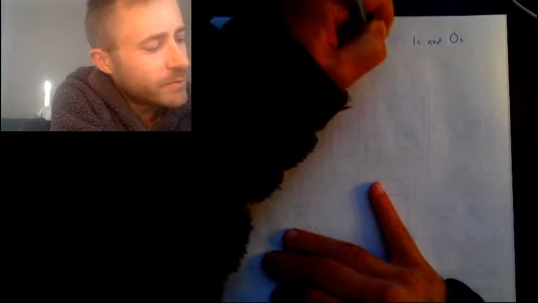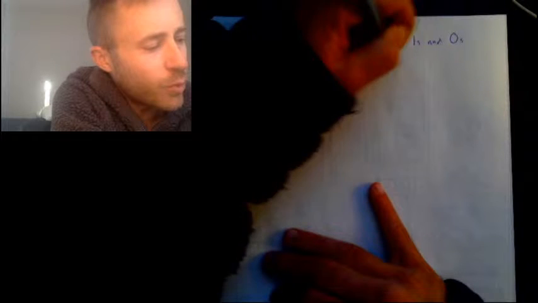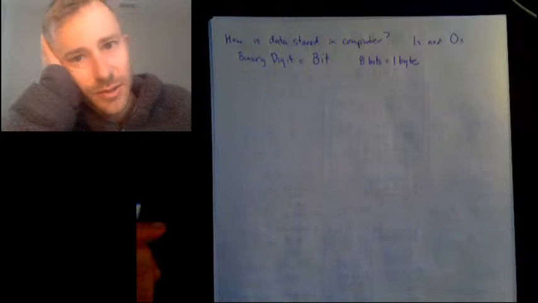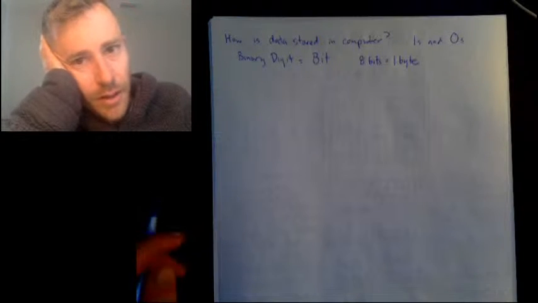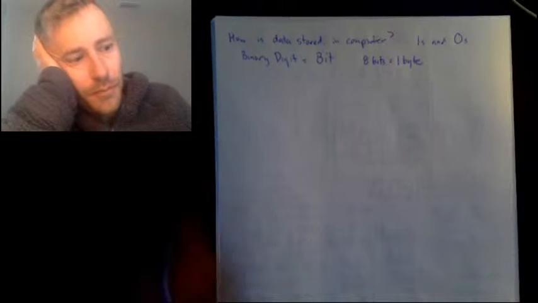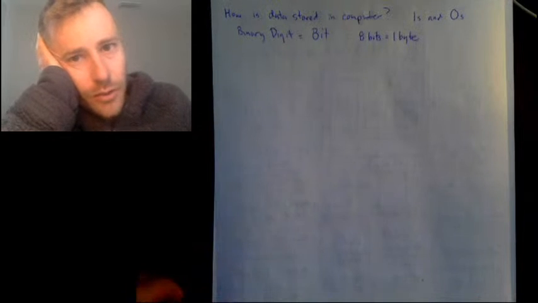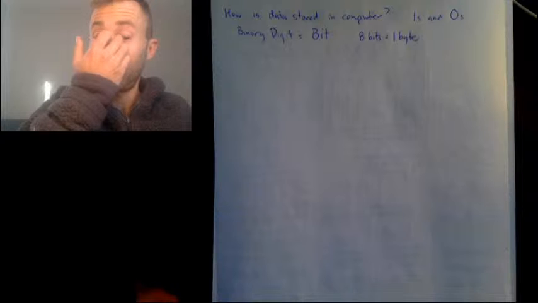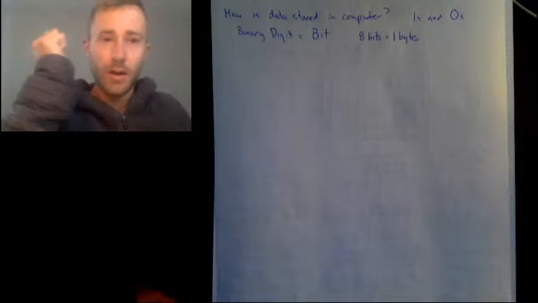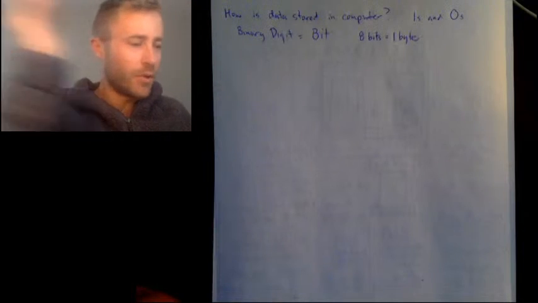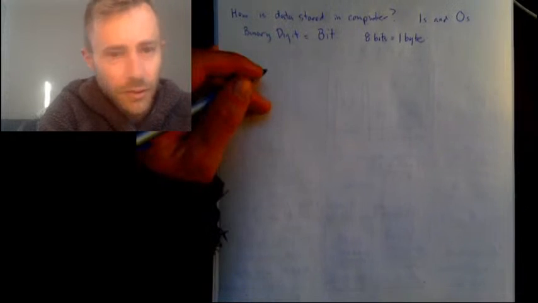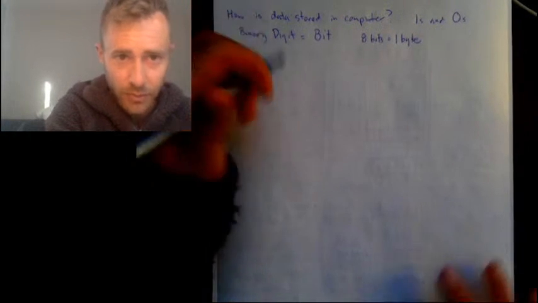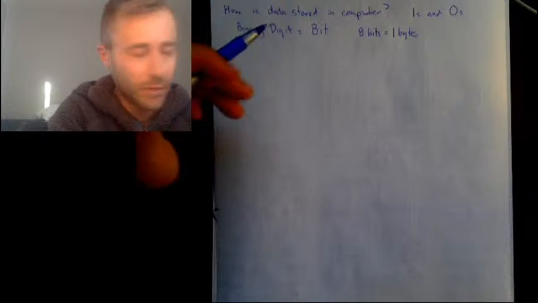8 bits is 1 byte. All right. So these are common terms in computer science. Okay, so in particular, I want to talk about numbers. How are numbers stored in your computer? And today we're just going to talk about positive numbers. Next time we'll talk about negative numbers.